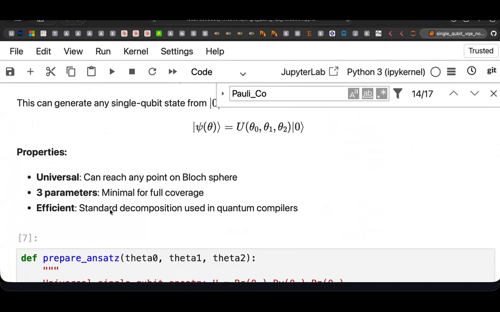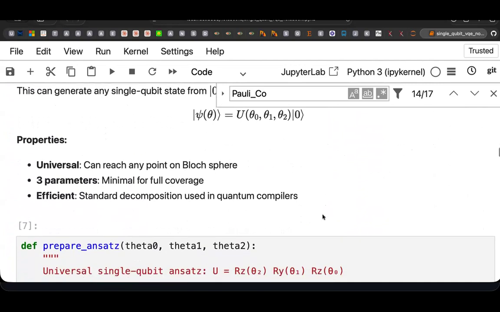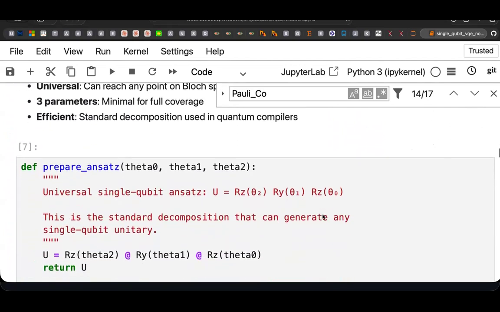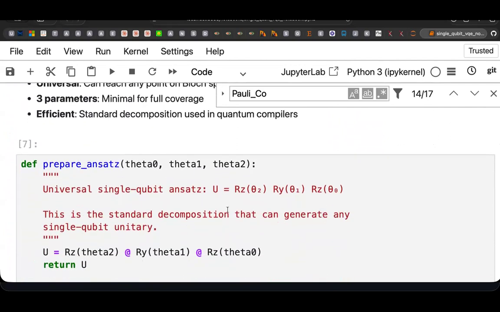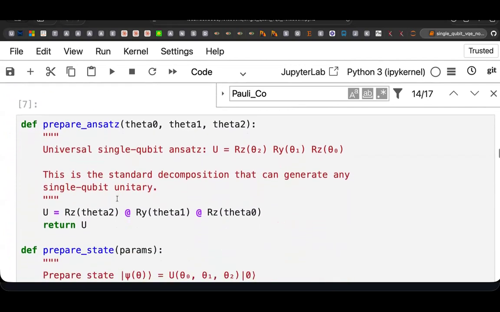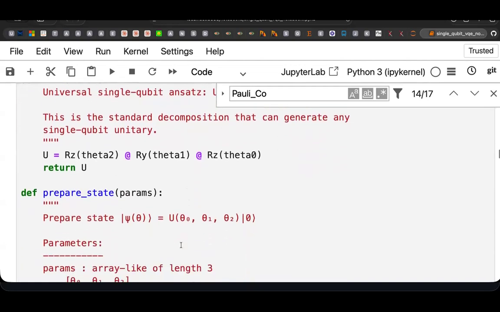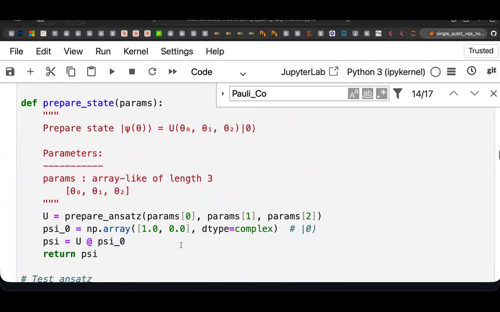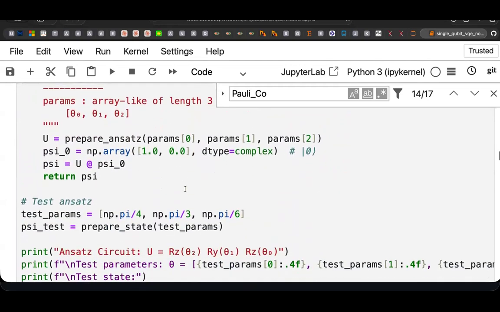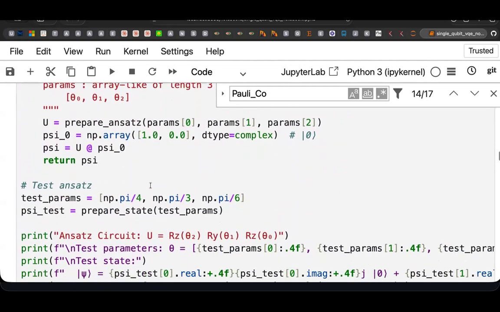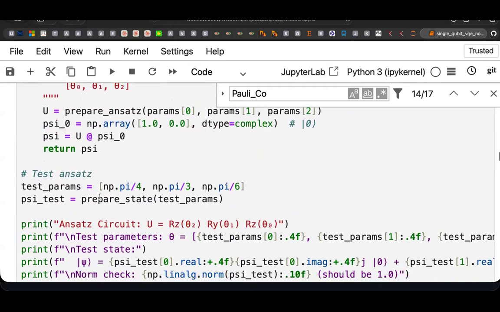We have three parameters, and this is pretty efficient because it's a standard decomposition which is used in quantum compilers. So here we create the ansatz, prepare the ansatz for the system. So we have first a Pauli Z, Pauli X, etc. And then we prepare the state. This is done here. We return the state.